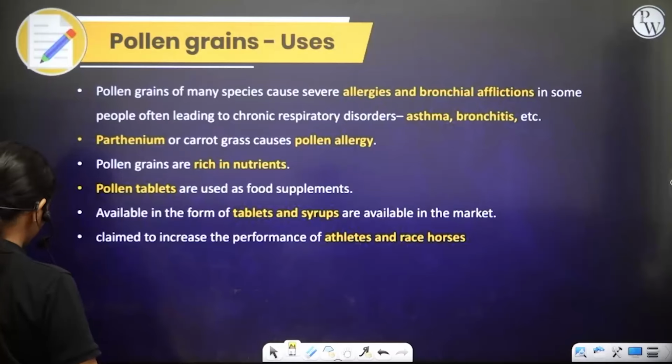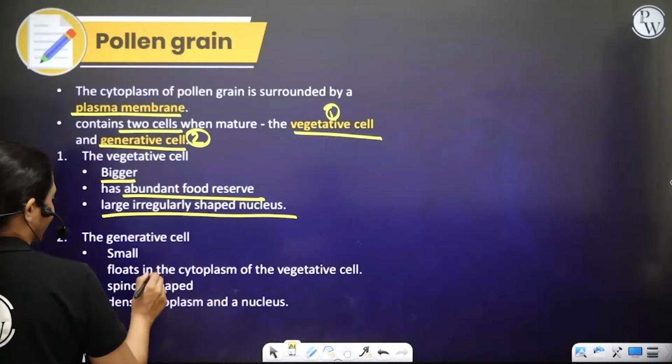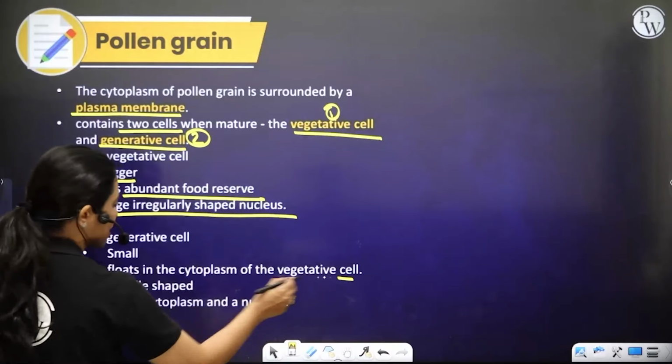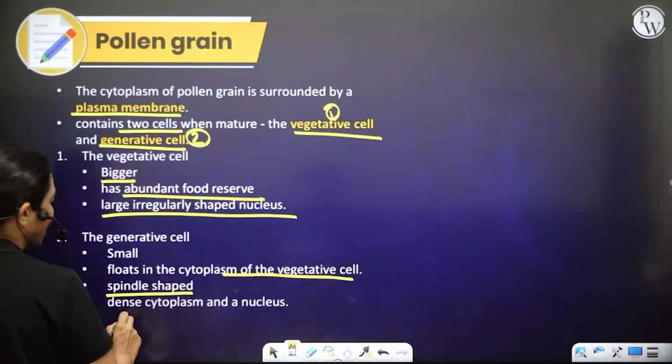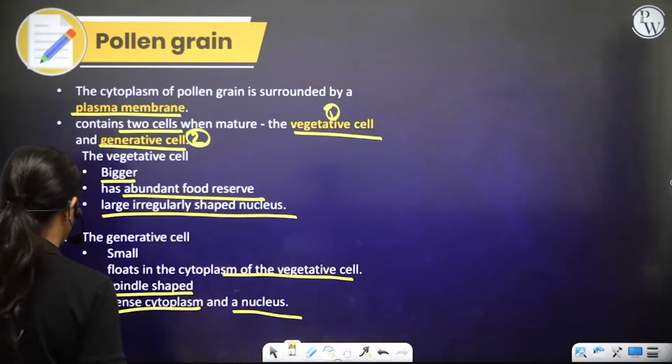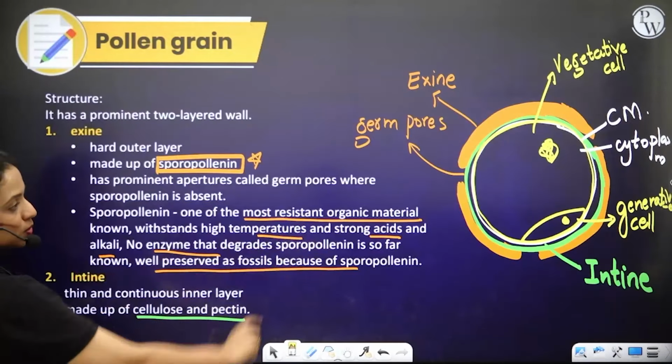Now, the smaller generative cell floats in the cytoplasm of the vegetative cell. It is spindle shaped. It has a dense cytoplasm with a prominent nucleus, which I already drew and showed there.